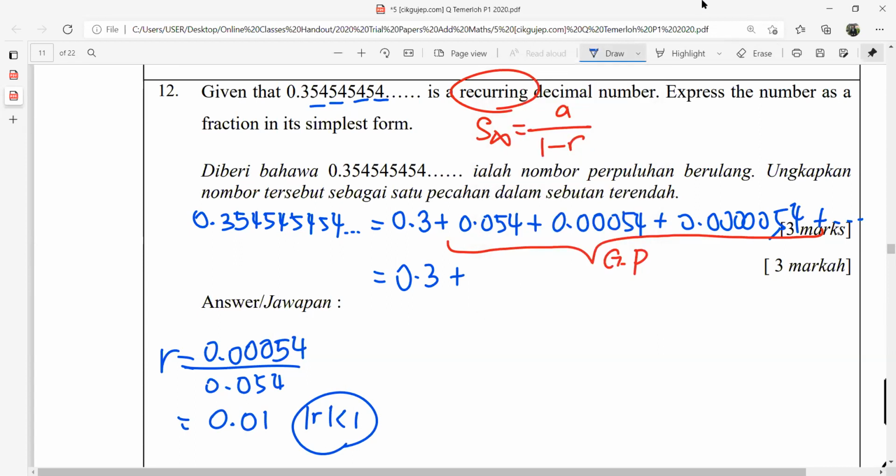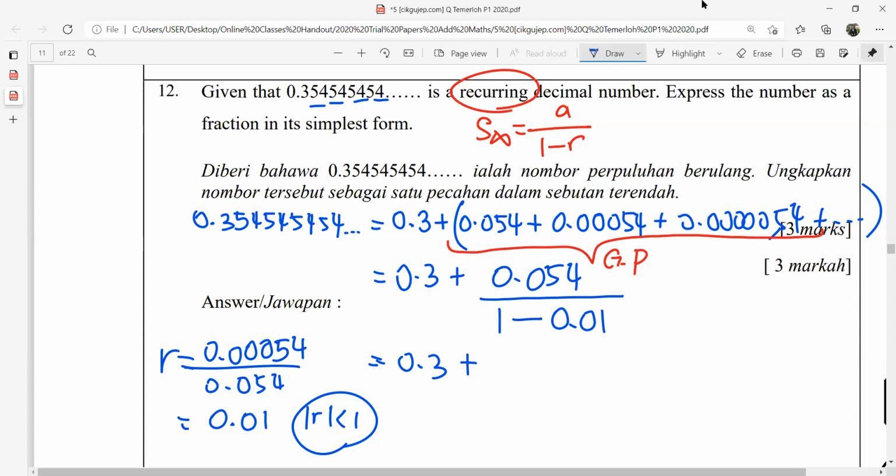Yeah, so your a is not the 0.3. Your a is 0.054 based on this sequence, right? Then you can solve already. 0.054 divided by 0.99, you get this, right? You get 3/55 over here, plus 0.3. Overall, your answer, if you add together, is 39/110. That's the answer, right? You can press calculator and check.